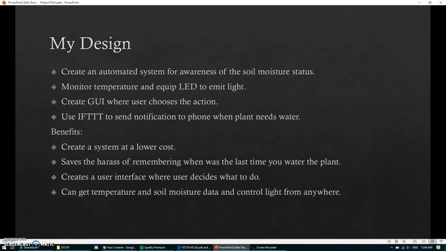The user is also able to select what to do with the lighting option. Through this system, we are also able to access the GUI and control it from anywhere we want, as long as we have internet. That is all for me, guys.